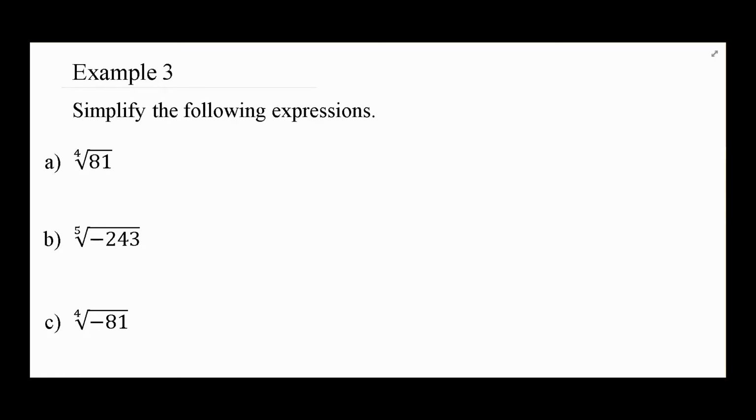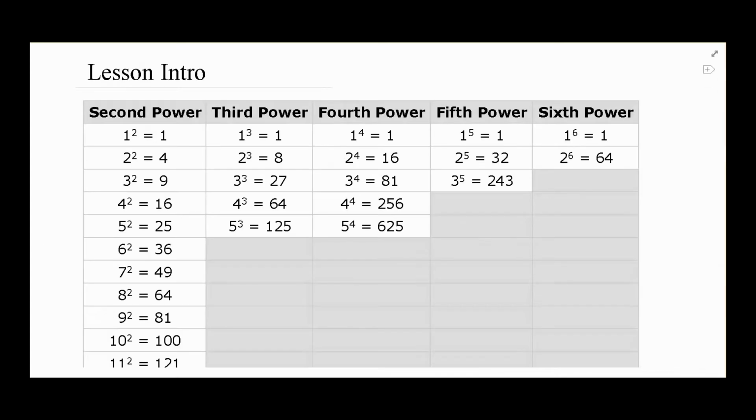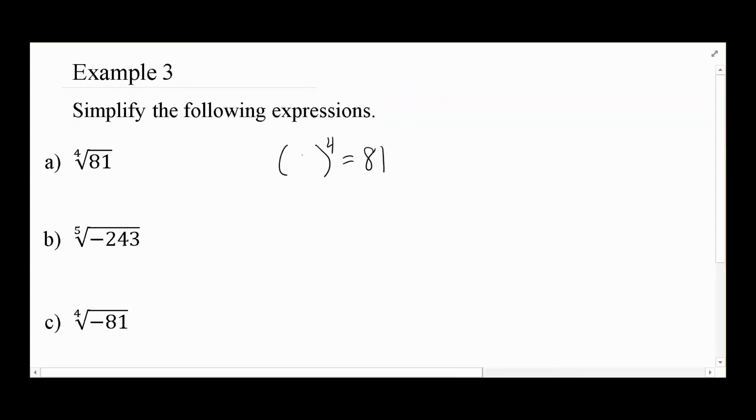Let's work through a few more examples. The first example is the fourth root of 81. In this question, what we're really asking is, what number to the fourth power equals 81? Again, if we come back over here to our power chart, we know that we're talking about a fourth power. So we're only looking at this column here, and we're looking to equal 81. We can hopefully very easily see that the number in question is 3. 3 to the fourth power equals 81, meaning my answer is 3.